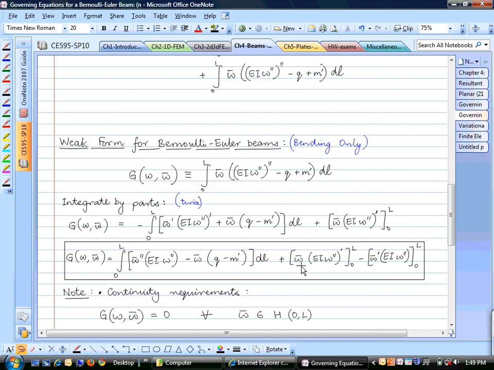So let me ask you this. If I say that this W bar is zero, both at zero and L, what does that physically mean? Which type of boundary, which type of beam is this?